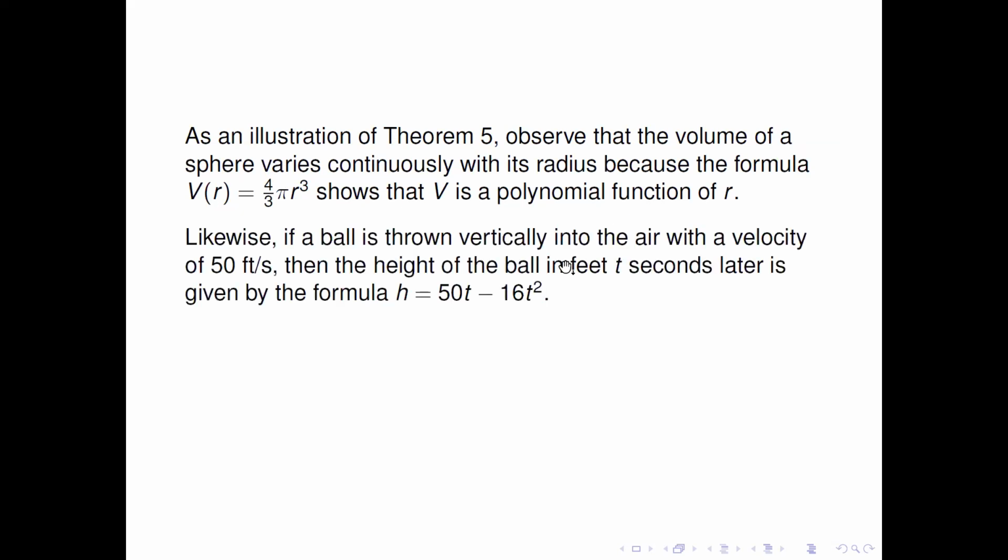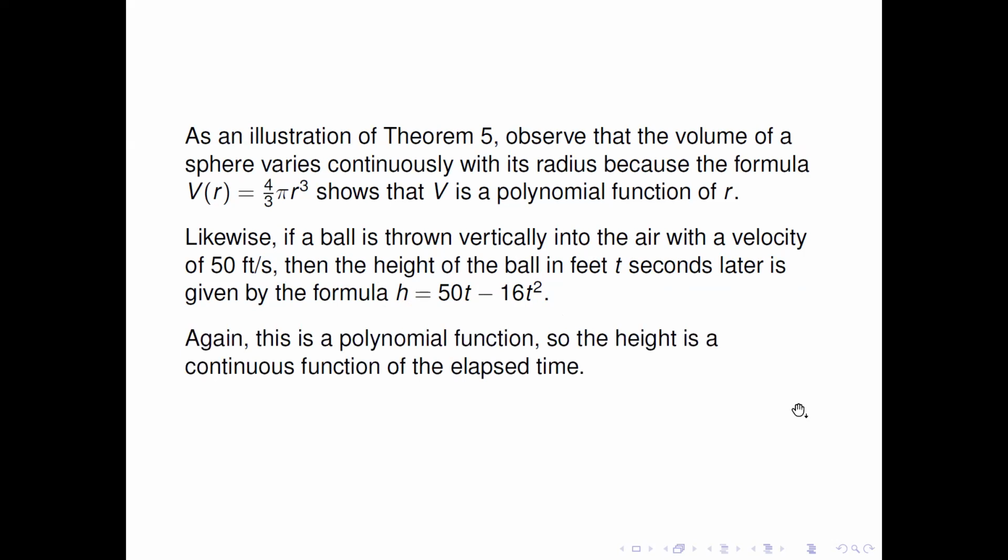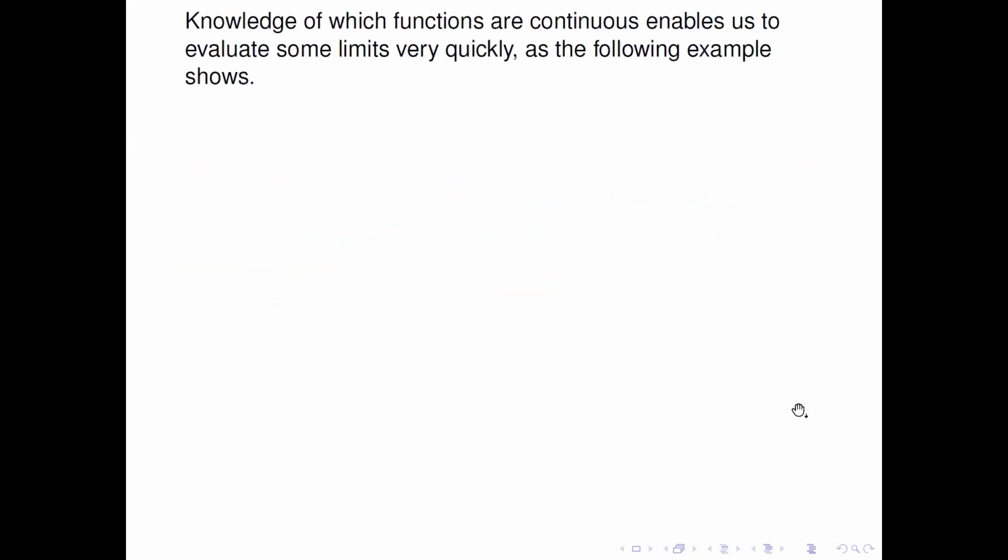In the same way, if we throw a ball vertically into the air with a velocity of 50 feet per second, then the height of the ball in feet, t seconds after it was thrown up, is given by this formula. Height is equal to 50t minus 16t squared. Again, a function which is a polynomial. And polynomials, we've seen in the previous theorem, are continuous functions everywhere. Right. And the height is a continuous function of the elapsed time.